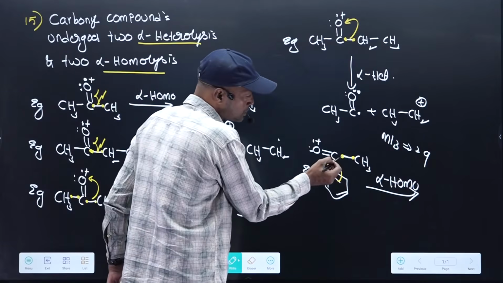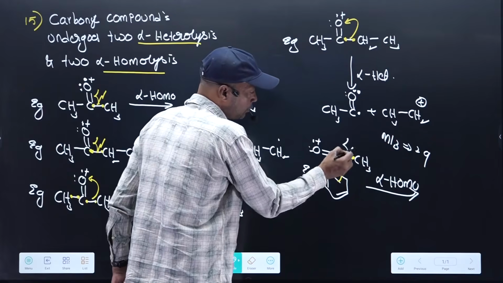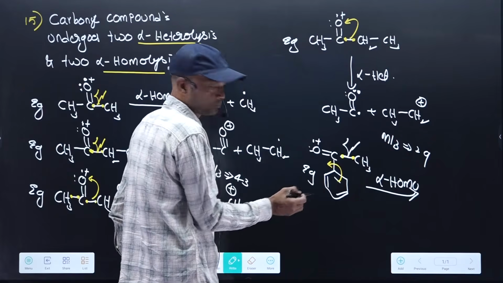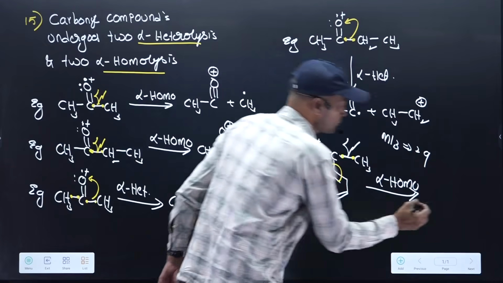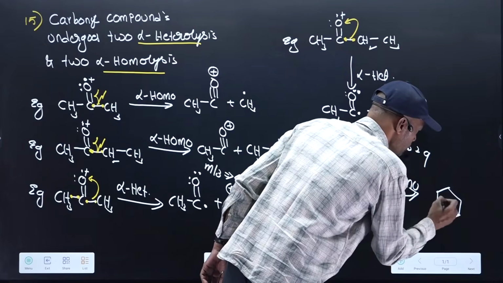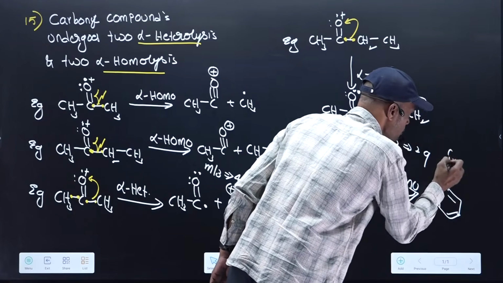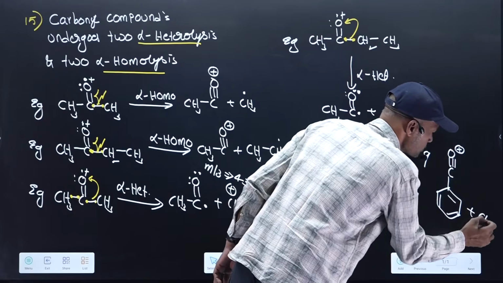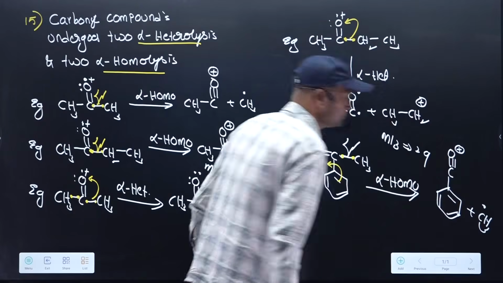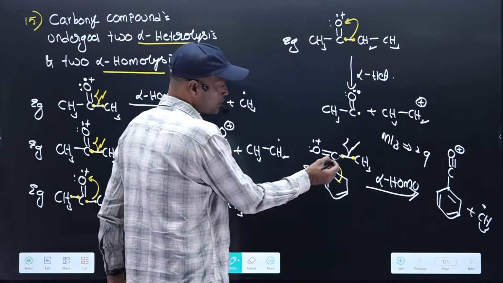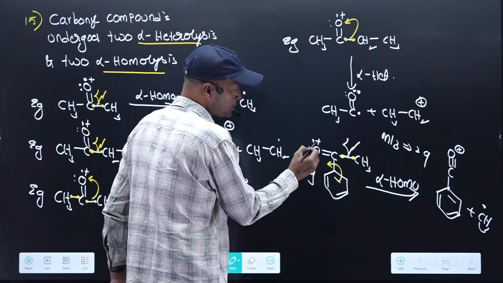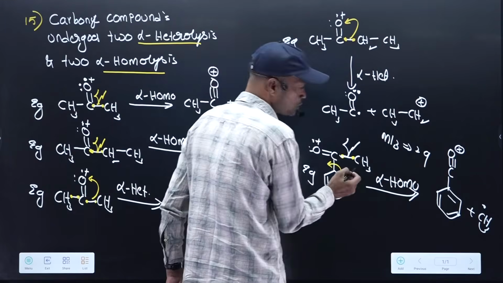If I break this bond, this radical forms a triple bond. This radical, I am saying. So you will get a double bond here, and carbon-oxygen triple bond, plus the CH3 radical. This radical forms the triple bond, and as usual CH3 is removed in the form of a radical.